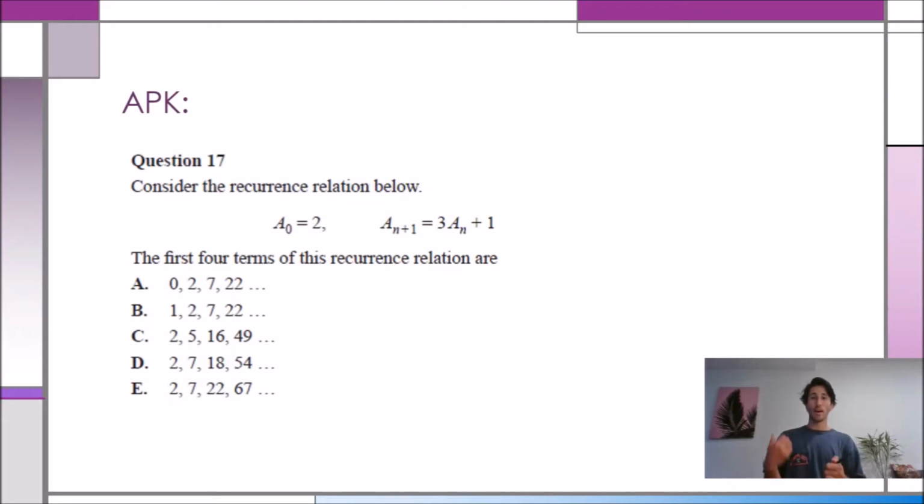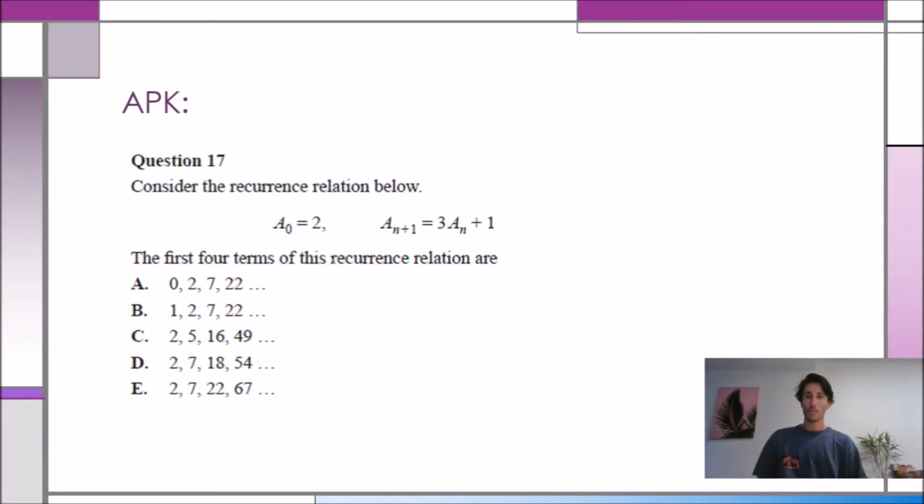Let's look at what we did last lesson. Consider the recurrence relation below. A0 equals 2, An plus 1 equals 3An plus 1. Now, you guys will pause the video, give this a go, and then come back, but I'm going to do the solutions right now. So pause it now and give it a go.